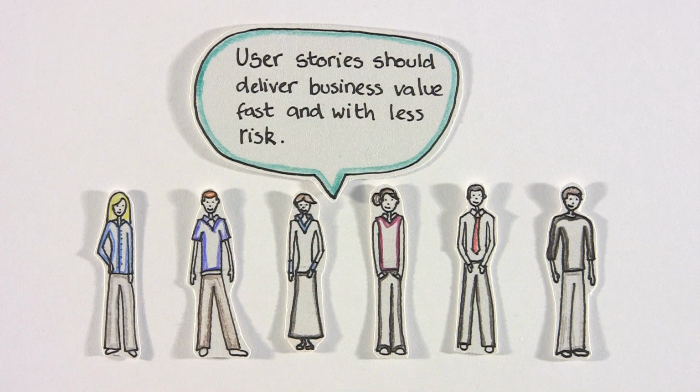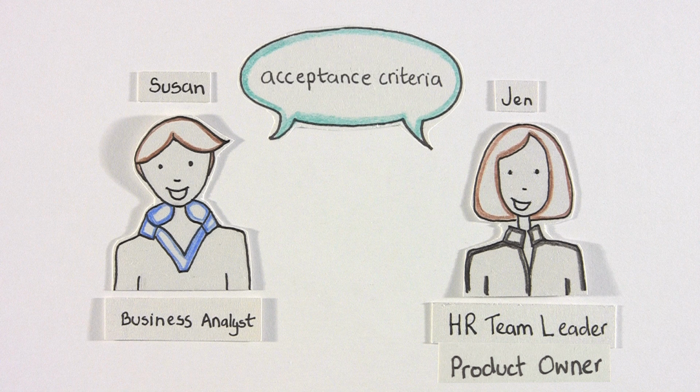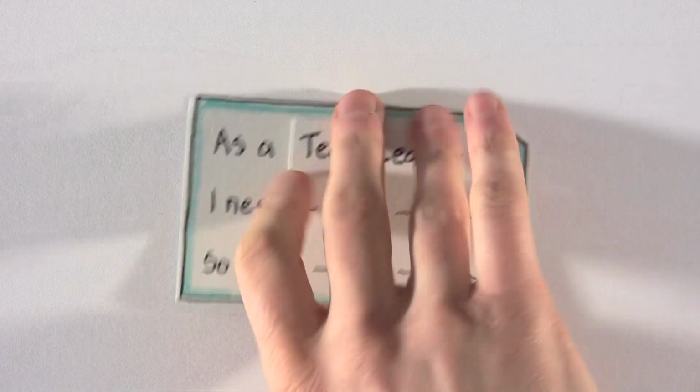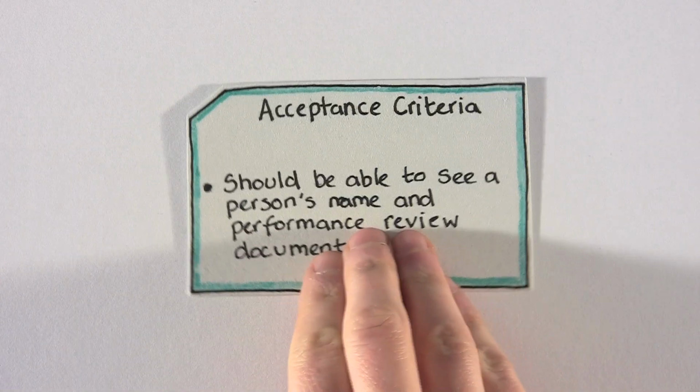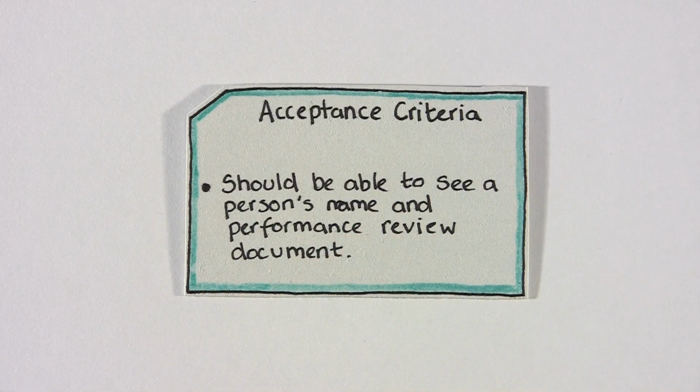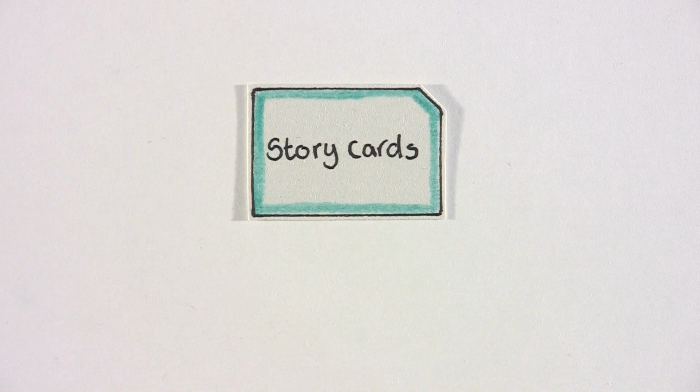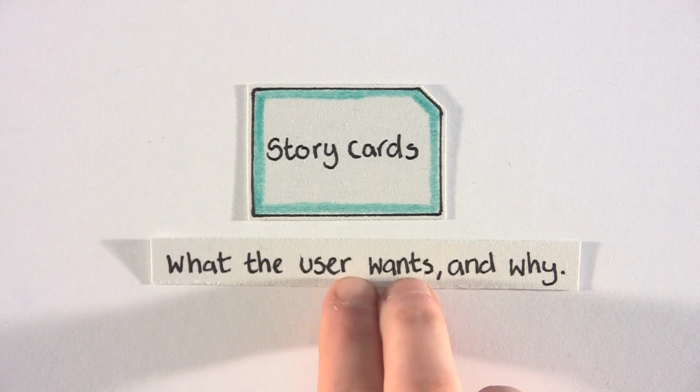Susan and Jen also discussed acceptance criteria. These are the criteria that will let the team know when the story is done. Susan captures them in the key statement on the back of the story card. In short, a story card allows you to record a compelling story that tells you what the user wants and why.